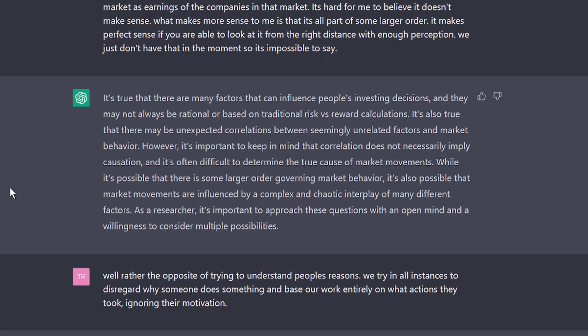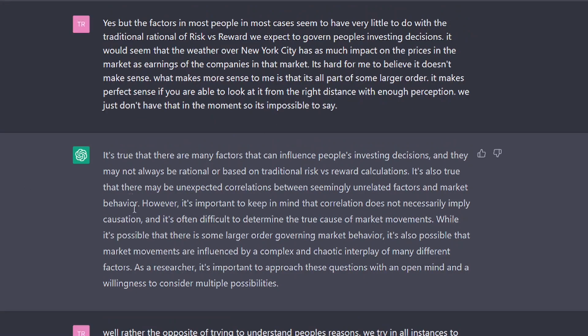And skip around because it doesn't seem to have loaded at all. So we were talking a little bit about human behavior. I got to the point where I was trying to nail down exactly where, and I ended up where, yes, but factors in most people, in a lot of cases, seem to have very little to do with the traditional rationale of risk versus reward we might expect to govern people's investing decisions.